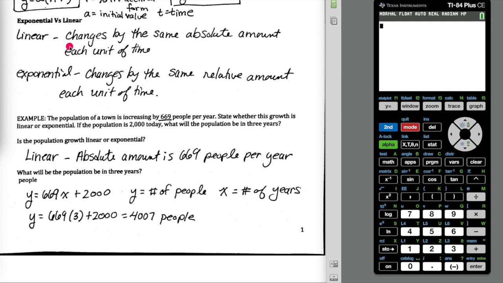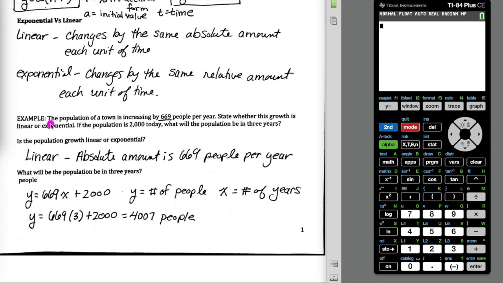So if the problem tells you that it's changing by the same absolute amount for every unit of time, then that's going to represent a linear model, because it's a constant rate of change. It's going to change by the same absolute amount every unit of time. If we're talking about an exponential model, then it's going to change by the same relative amount every unit of time, meaning by a percentage each unit of time. So let's look at this first example.